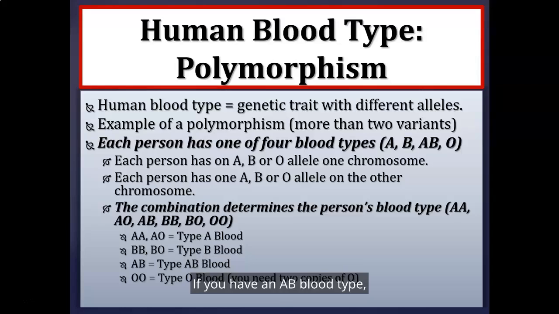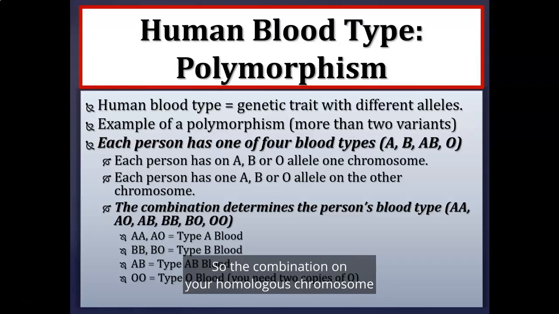If you have an AB blood type, then it's codominant because both will be expressed in the genotype. And the only way you end up with O is the recessive. You must receive an O allele from both mom and dad. So the combination on your homologous chromosomes is going to determine that person's blood type.